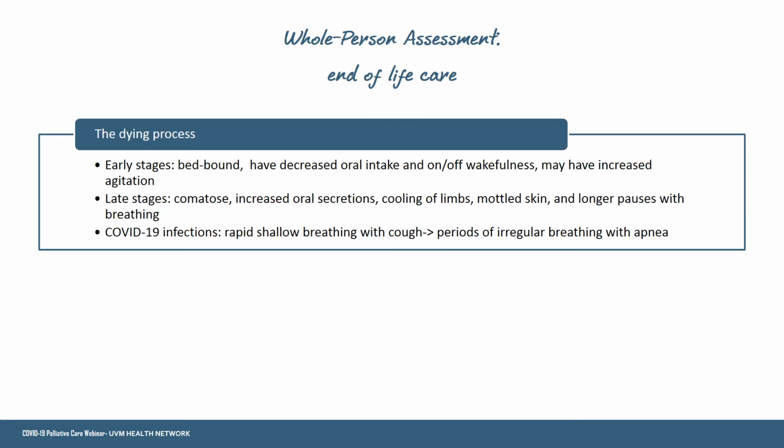Early in the dying process, patients may be bedbound and have decreased oral intake and on and off wakefulness. For COVID-19 infections, respiratory patterns may start with rapid shallow breathing with cough and may progress to periods of irregular breathing with apnea and secretions. The late stages of dying will be characterized by a comatose state, cooling of limbs, mottled skin, and may or may not have longer pauses between breaths. Look out for signs of distress, including increased work of breathing, like use of accessory muscles or tripoding, and also grimacing, tearfulness, or moaning, so that we can appropriately respond.